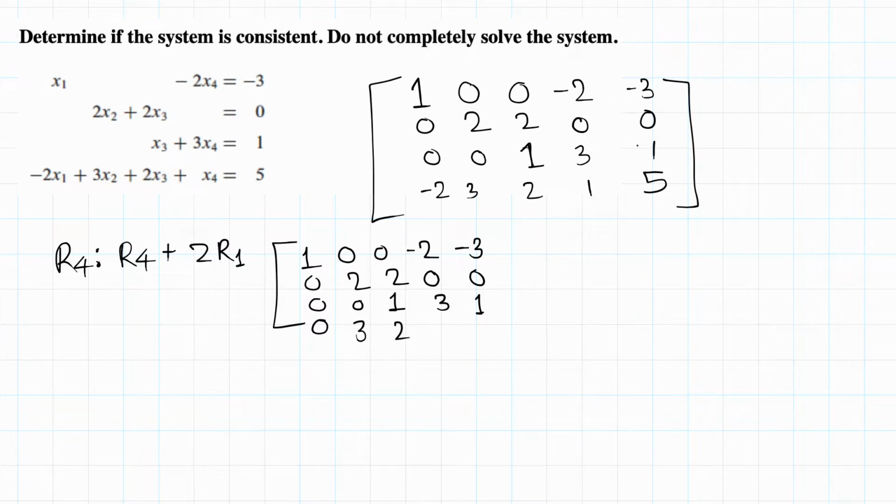1 plus, let me write it, 1 plus 2 times -2, -4. 1 plus -4 is -3. Okay, and 5 plus 2 times -3 is -6. 5 plus -6 is -1. Okay, so we are able to make at least this one 0, the first 0. Next we need to make this 0.